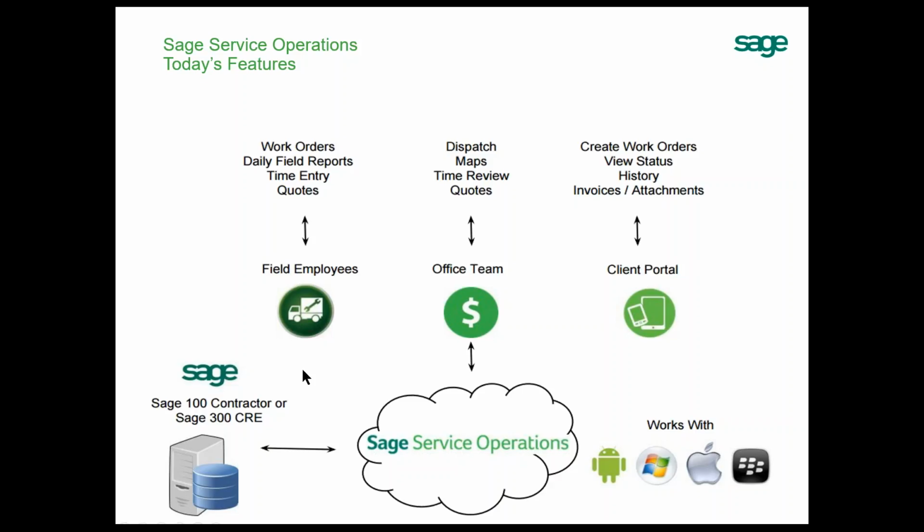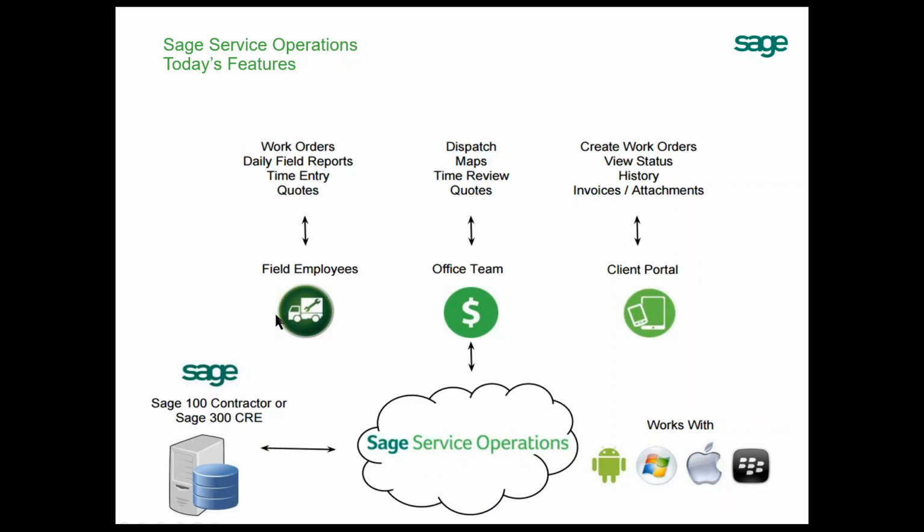Looking here at our architecture map, in the bottom left-hand corner is where your Sage 100 or 300 contractor database resides. That may be in your office, or maybe you have it hosted. What Sage Service Operations does is allow you to unlock that functionality in your accounting system and make that information available in a useful way to your field employees via Android, Apple, or Microsoft mobile devices.